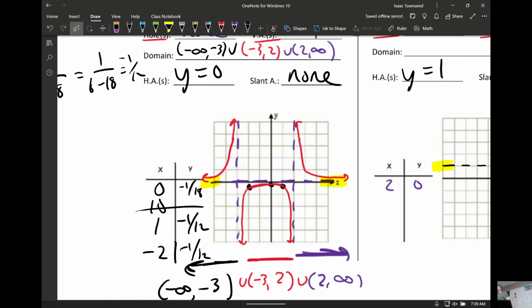So the only numbers that you should be taking out of the domain are numbers that give you division by zero, whether that's division by zero to make a vertical asymptote or division by zero to make a hole. They have to be taken out of the domain. Those are the x values you can't plug in.